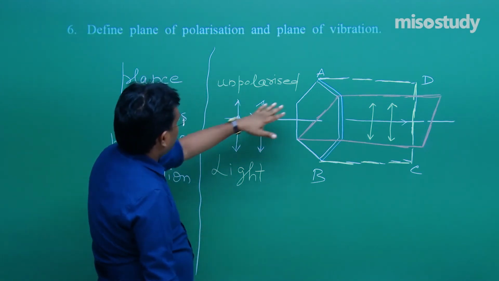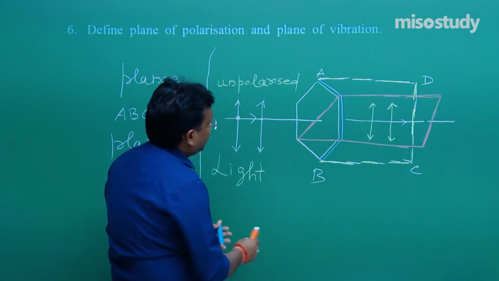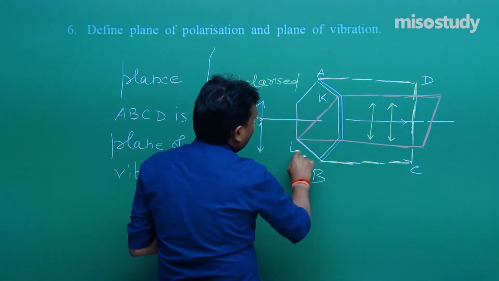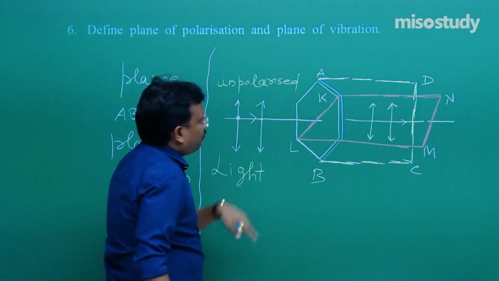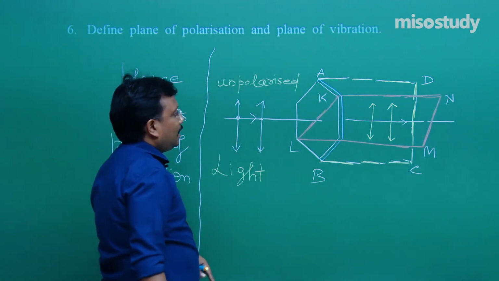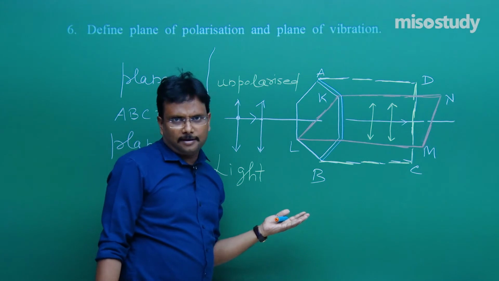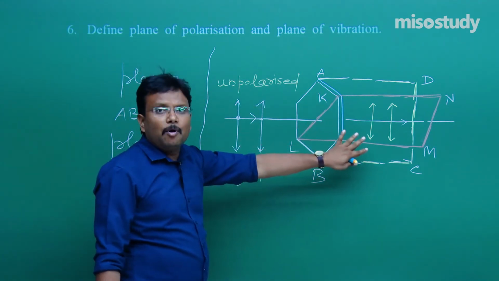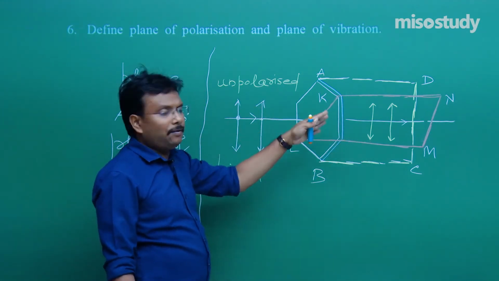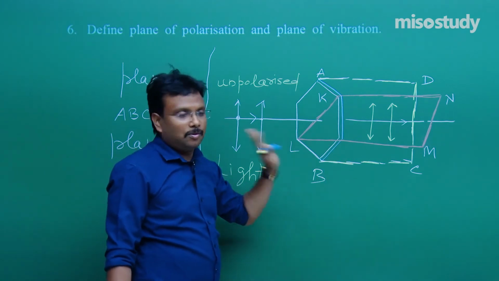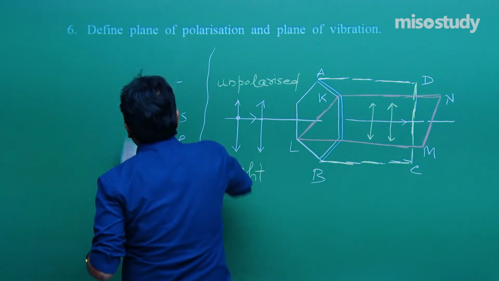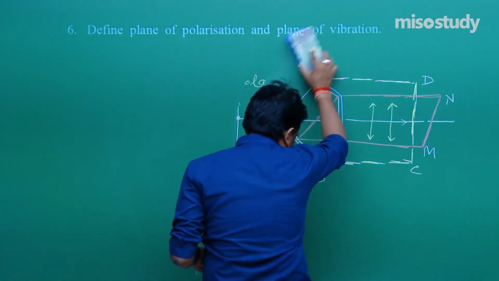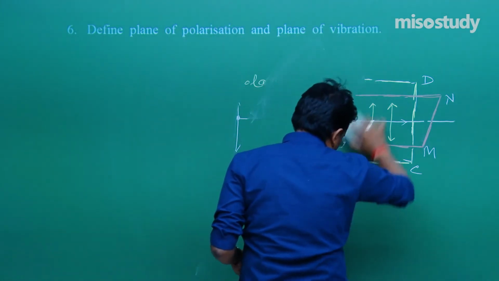So, the plane of vibration is this one, ABCD, and the plane of polarization is K, L, M, N. Now, you can answer the question like this: either draw the diagram or mention it like this, or you can write down and supplement with the diagram also. So, this way you can ensure that yes, full marks you are getting without any difficulty.